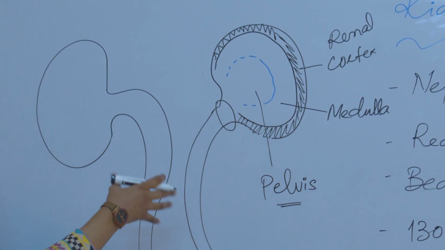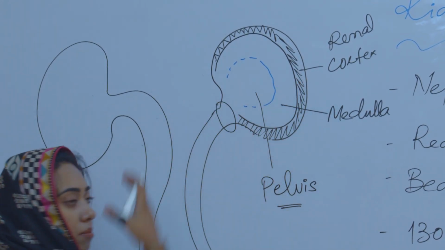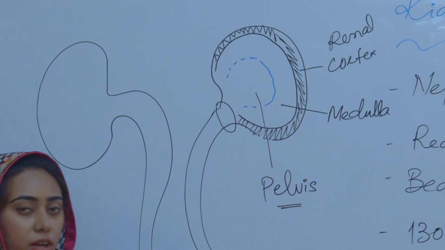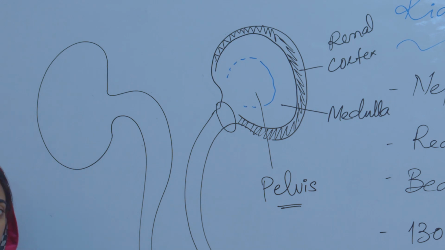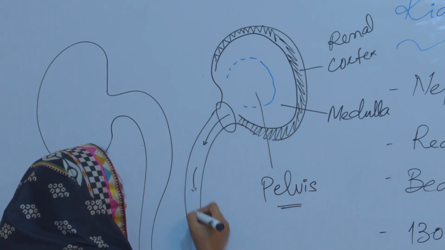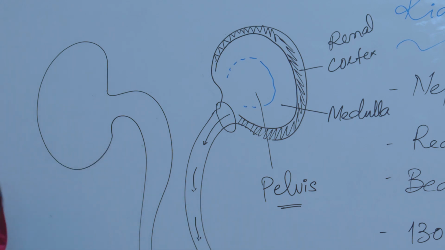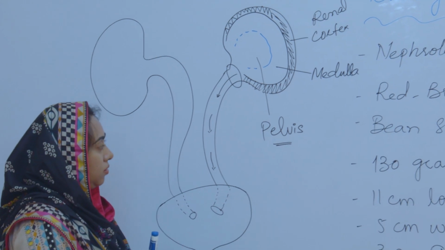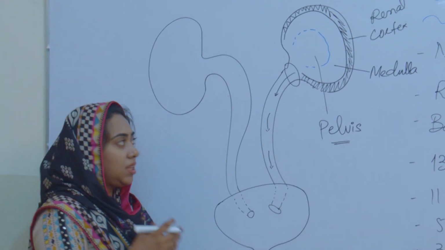Urine production and formation is a combined activity of the cortex and medulla, and it is all gathered in the pelvis, and from the pelvis it is connected to the ureter. It takes it towards the urinary bladder in a peristaltic manner. Okay, so we have these 3 things.